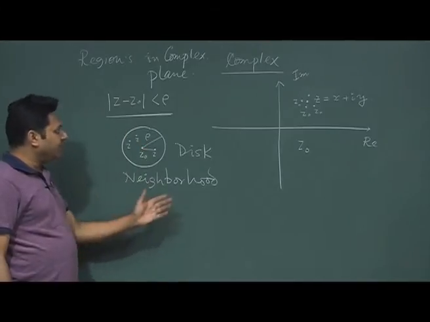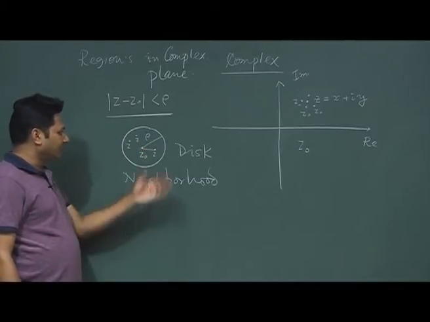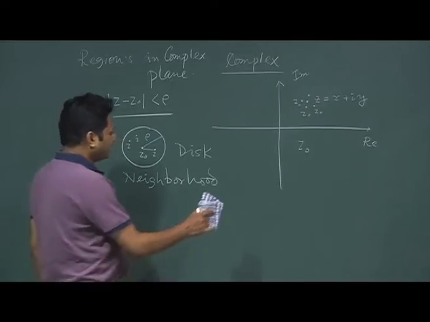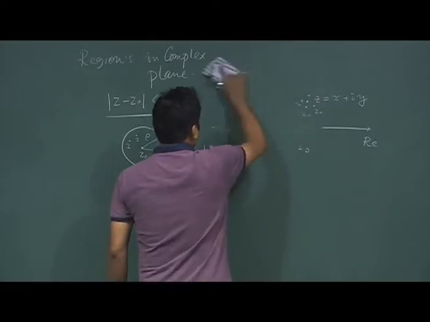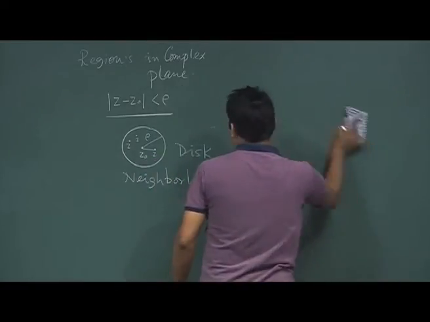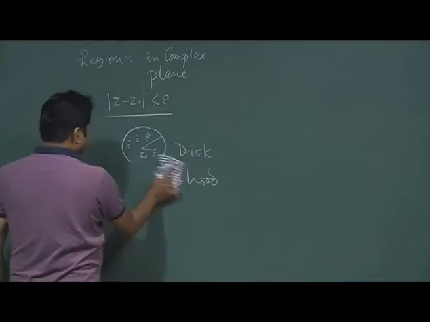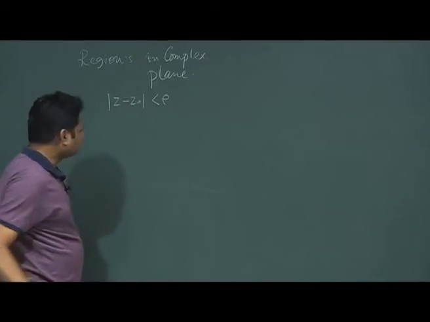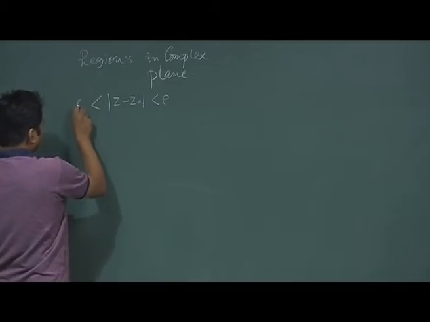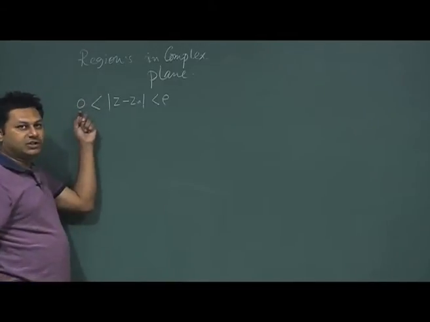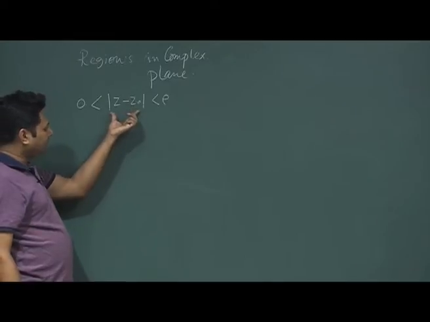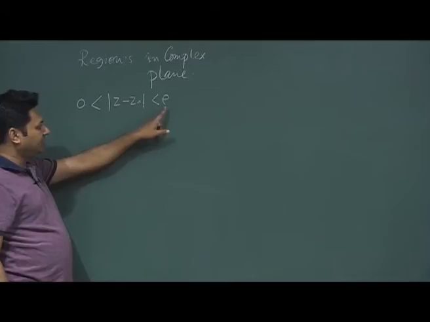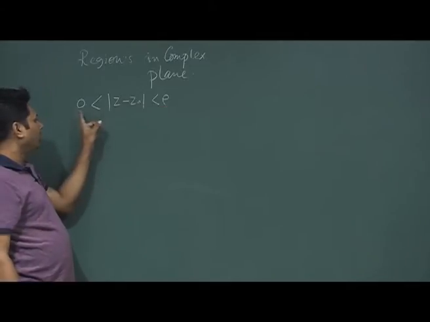So there are many regions we can define in this way. Let me do them one by one, because it is important how you define the region and all these things. I will go through all these cases and show them. So I understand the meaning of a neighborhood. By the way, if I just change this condition, that means mod of z minus z0 is less than rho, but greater than 0.